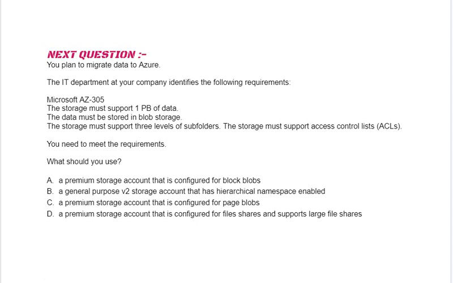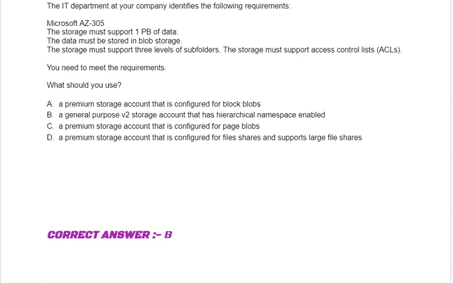What should you use? Option A. A premium storage account that is configured for block blobs. Option B. A general purpose V2 storage account that has hierarchical namespace enabled. Option C. A premium storage account that is configured for page blobs. Option D. A premium storage account that is configured for file shares and supports large file shares. Correct answer is option B.